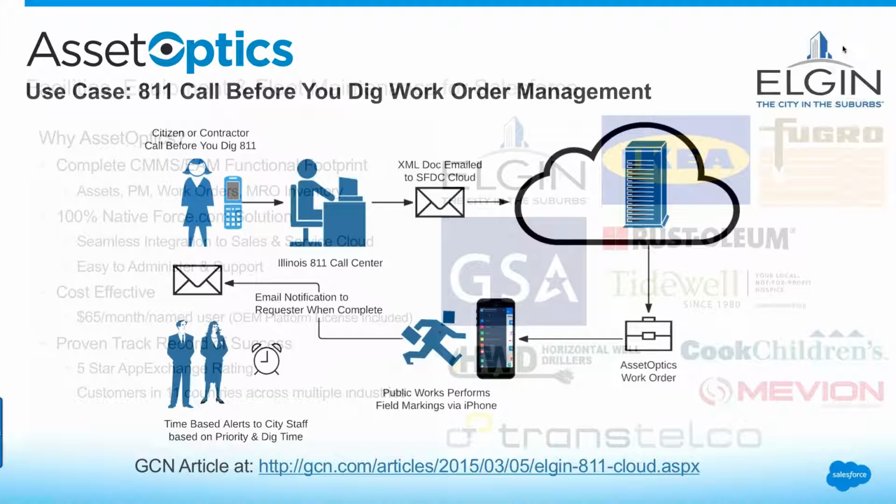If you're interested to learn more about that, you can go to the GCN article that the city of Elgin wrote and published about this being one of their initiatives for their overall smart city campaign. So if you just go to Google, you can just Google GCN and city of Elgin, and you should be able to find this.